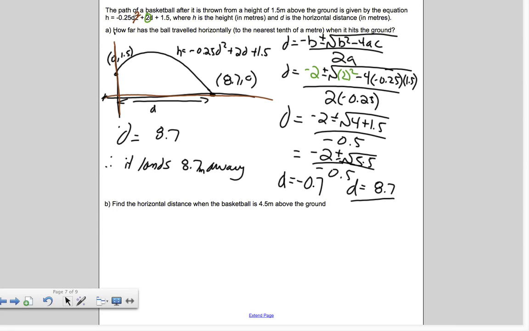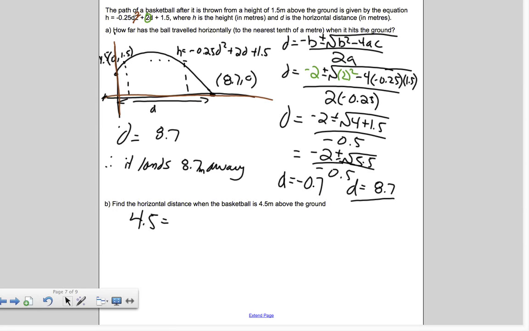So let's say 4.5 meters is somewhere up here. Where along here is 4.5? If I'm shooting the basketball, how far away from me is it going to be 4.5 meters high? Just substitute in the height for H. Yes, so we substitute 4.5 in for the height.